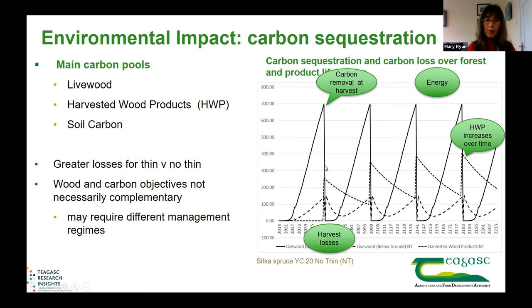We looked at just a no-thin forest here just for simplicity, but you incur more losses when you thin forests, even though it promotes more growth within the forest. From a carbon perspective, you end up with more losses. And what it means is that in this context, growing forests for timber and growing forests for carbon are not necessarily complementary objectives and they may require different management regimes.